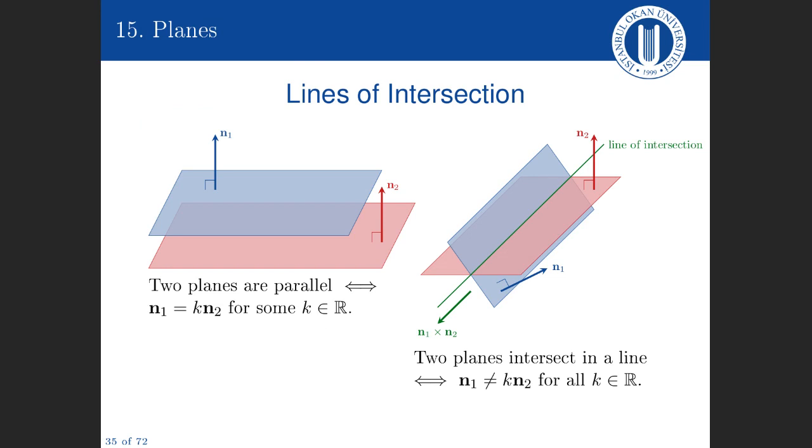Lines of intersection. Two possibilities if we have two planes. Either the two planes are parallel, that means normal vector n1 is equal to some constant multiplied by n2, or to say it a different way, n1 cross n2 is equal to the zero vector, or the two planes intersect in a line.